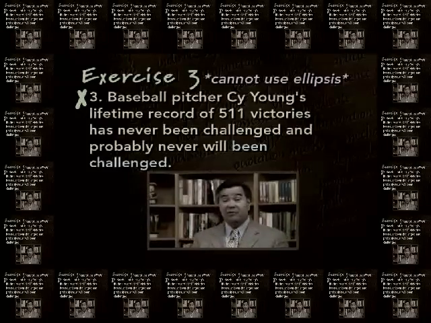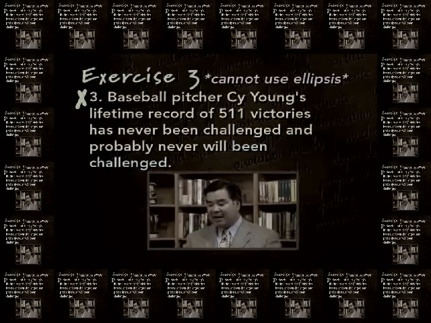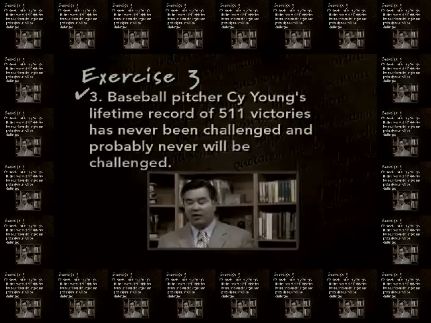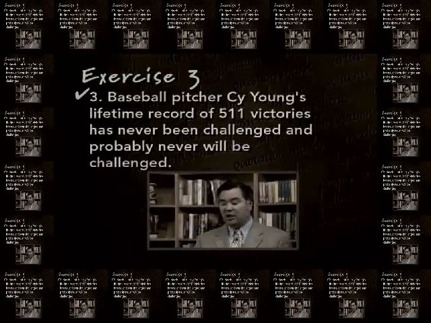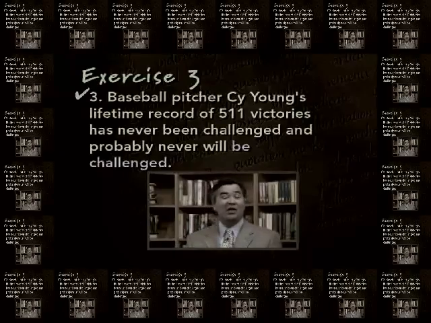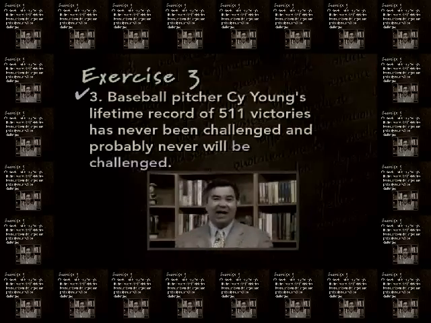And therefore, you'd have to correct the sentence by spelling out that complete verb and make the sentence read, baseball pitcher Cy Young's lifetime record of 511 victories has never been challenged and probably never will be challenged. There's no way around it. You can't use ellipsis here because you can't omit exactly the same words. Instead, they are different words, and they have to be spelled out.